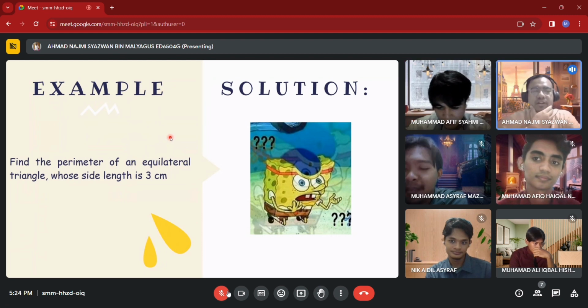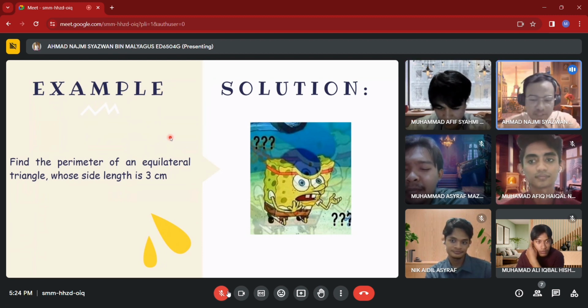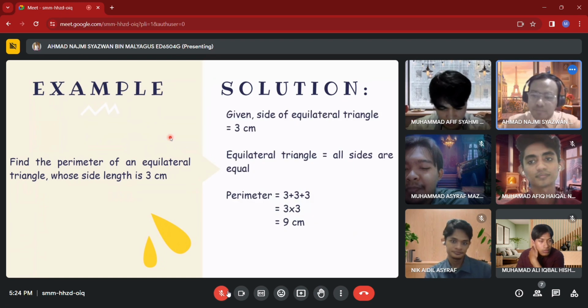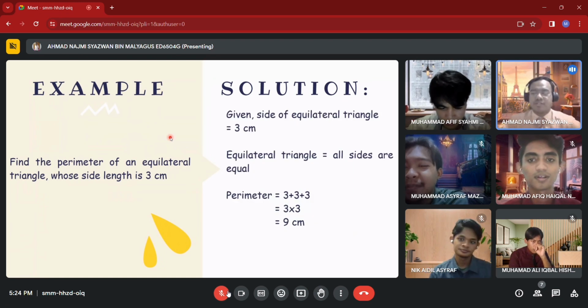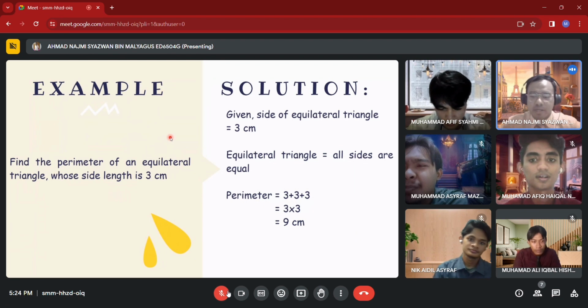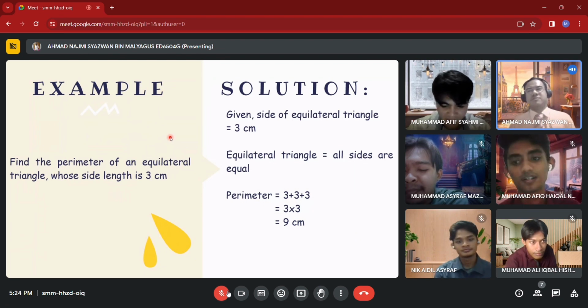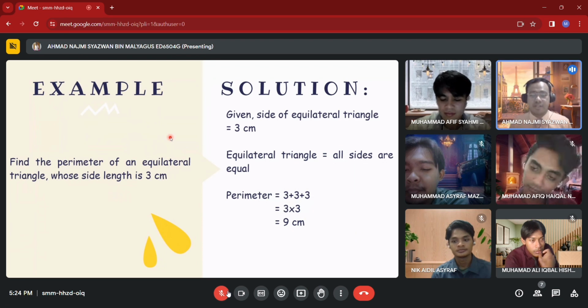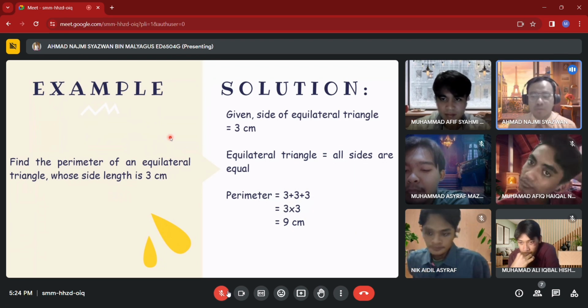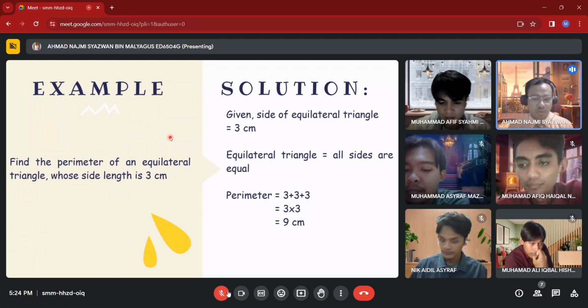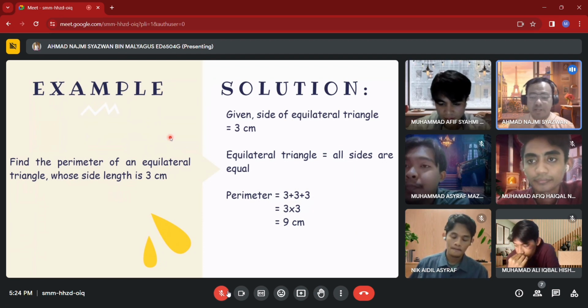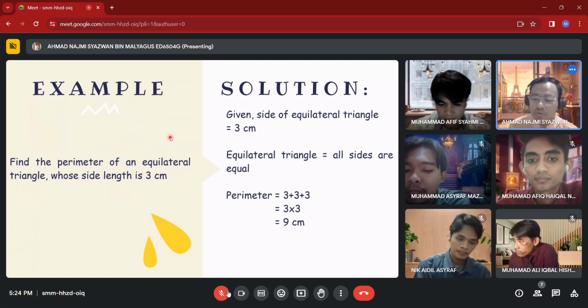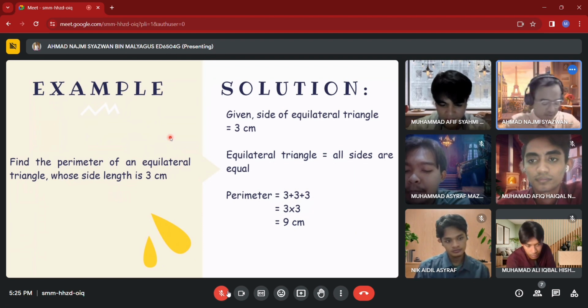So we have two different answers, which are 9 centimeters and 10 centimeters. Let's see what the correct answer is. Yes, Ashraf is correct. The answer is 9 centimeters. But good try, Afif. It is not wrong if you get the wrong answer because we learn from our mistakes, right? Based on the question, the given side of the equilateral triangle is 3 cm. We need to know that equilateral triangle means all sides are equal, which means all 3 sides of the triangle are 3 cm. Thus, we do 3 times 3 and we will get 9 centimeters.